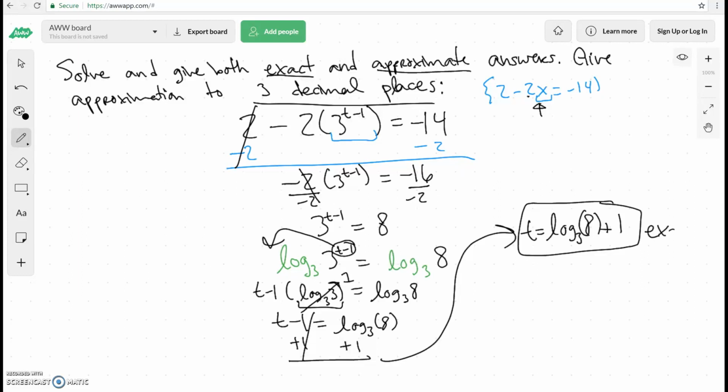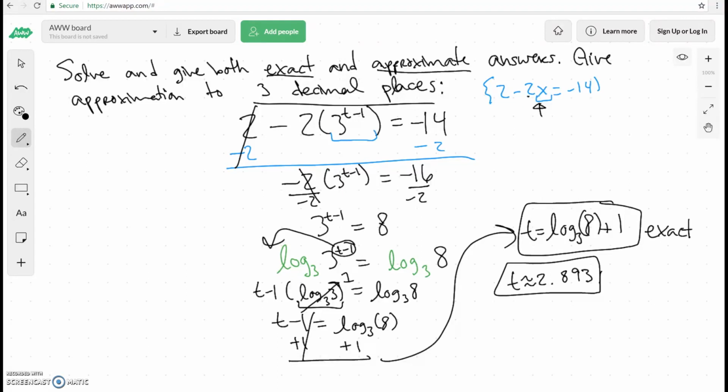This is called exact. Now, if you want to find the approximate answer, all you have to do is put this into your calculator. I'm going to go ahead and do that offline. So I'm going to write log base 3 of 8 plus 1. And this is going to give me approximately 2.893, rounded to 3 decimal places. Okay? That's how you do that problem.